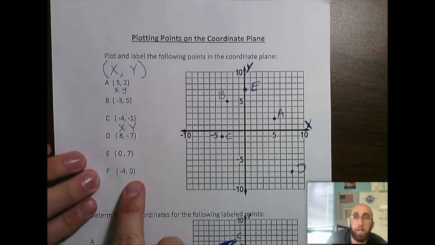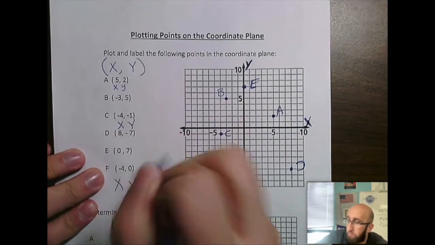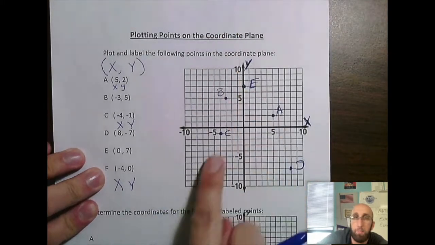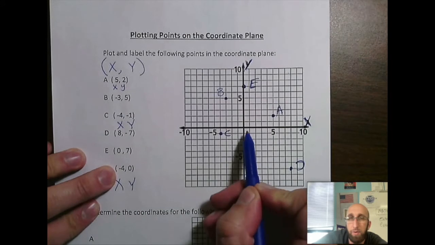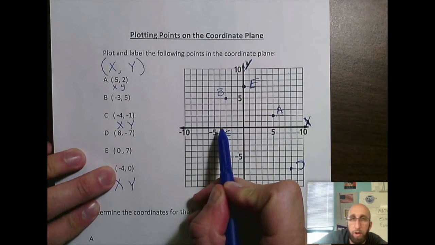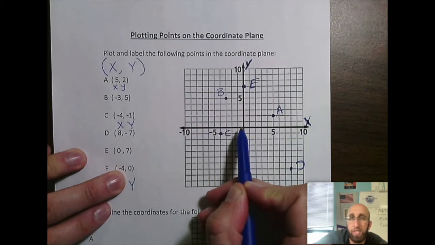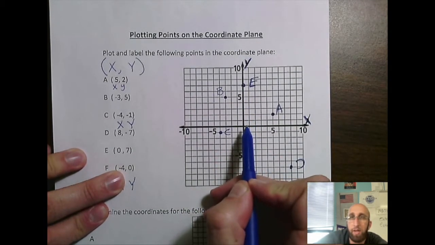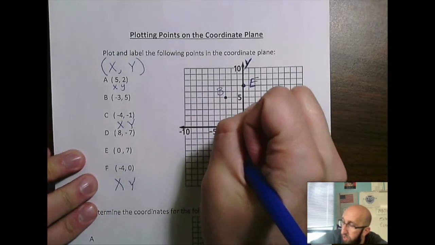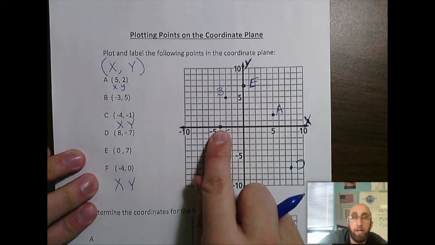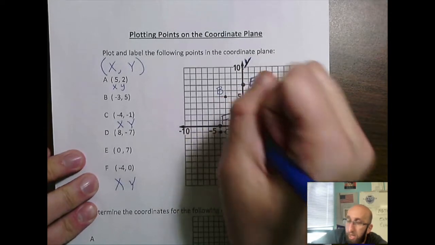My final point I'm going to plot, then we're going to move on to a new topic, is F of (-4, 0). Remember, X first, then Y. So we've got to move left and right first, then up and down. If F is going to be at an X of -4, I need to move on the X-axis to -4. There we are. But the Y value is 0. With the Y-axis, remember 0 does not mean go up or down. You stay right there. Positives are up, negatives are down, 0 you stay right there. So (-4, 0). We're going to move left 4 and then stop right there. That is F.